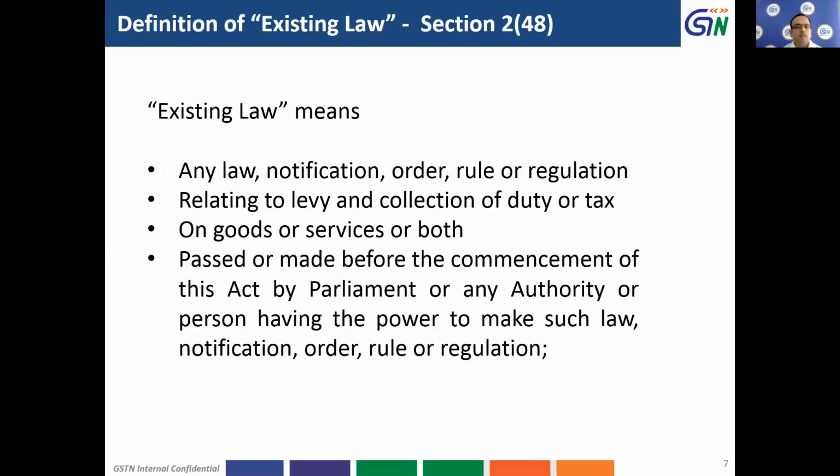So basically, that's the definition which has been given in section 248. But what it actually means is that whatever law is existing right now, which is governing our levy and collection of duty or tax on goods or services or both, those are the laws which are called existing law in the CGST Act, section 248. So this is a very important section because every time existing law is referred to, this is what it means. So this is the crux of the definition.